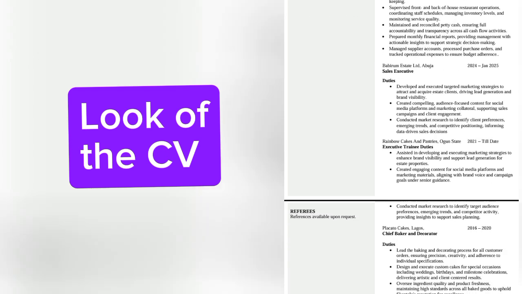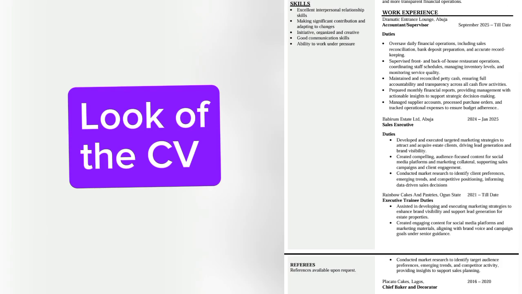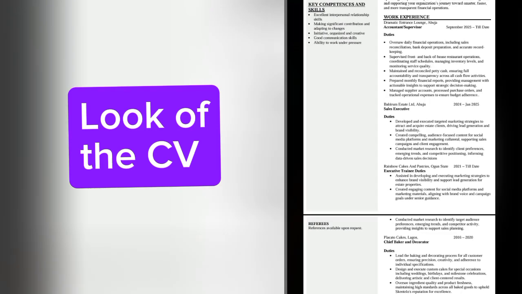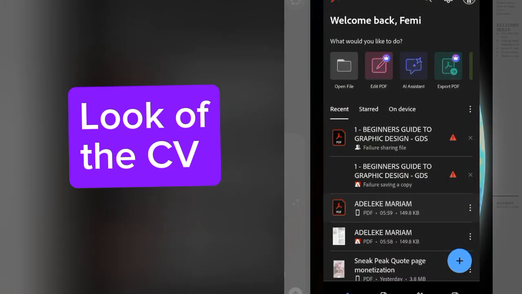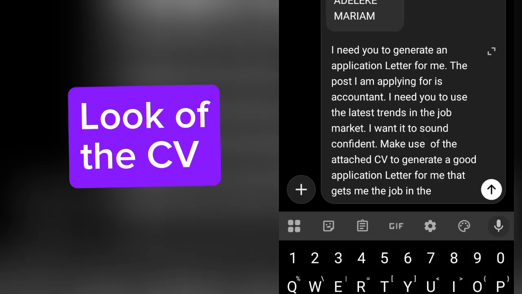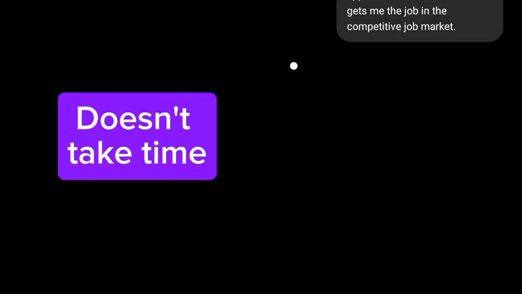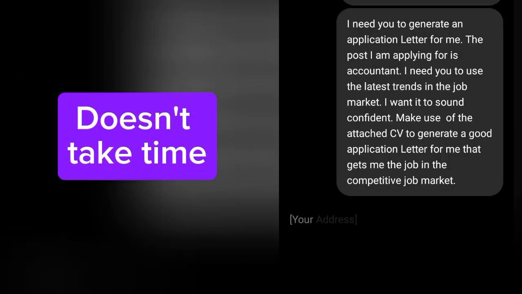Let's take a look at all these details. So instead of us typing all this into AI, we just attach it there. Let me go back to AI. Oh, this has disappeared. Okay, it's here. So I'm going to tap this send button now. Let's see the kind of application letter. It's not going to take time.